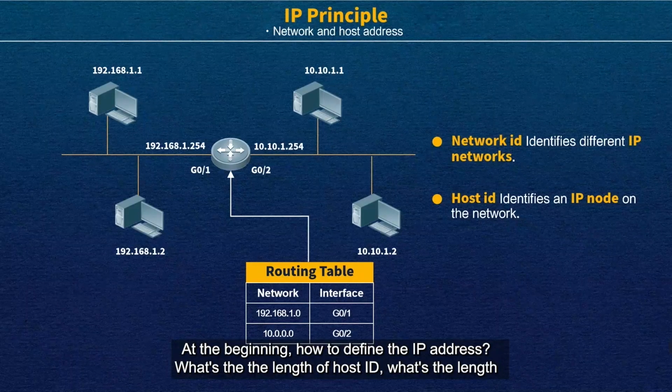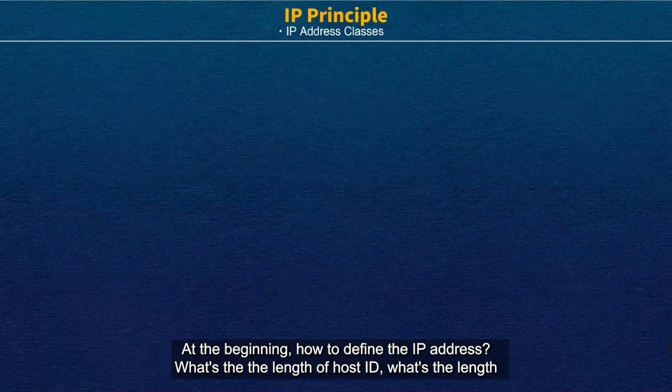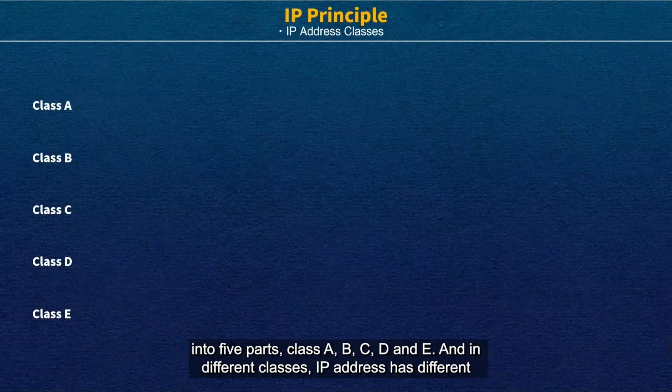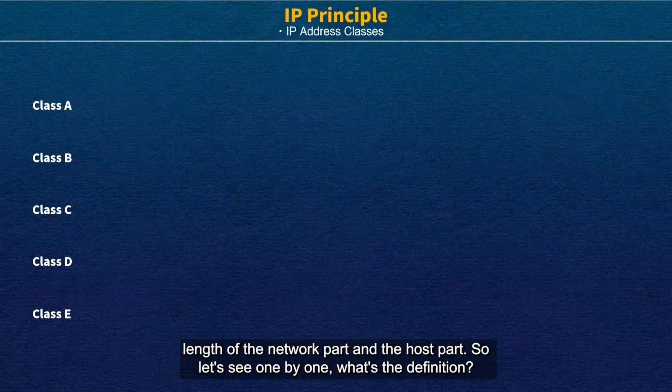At the beginning, how to define the IP address? What's the length of the host ID? What's the length of the network ID? We have done the classification, and the IP address at the beginning is divided into 5 parts: class A, B, C, D, and E. And in different classes of IP address, we have different lengths of the network part and the host part. So let's see one by one.